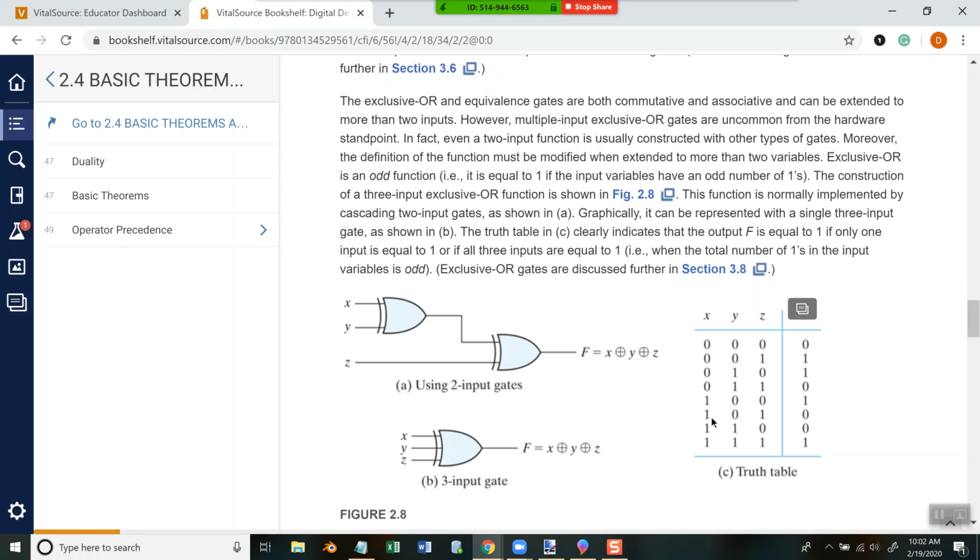And 1 XOR 0 is 1, 1 XOR 1 is 0. And then 1 XOR 1 is 0, 0 XOR 0 is 0. And then 1 XOR 1 is 0, 0 XOR 1 is 1. Okay, so if the number of ones is odd, it gives you 1. If the number of ones is even, it gives you 0. Okay, I see it now.